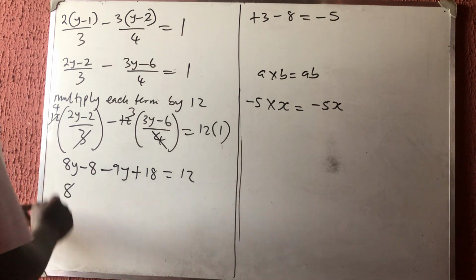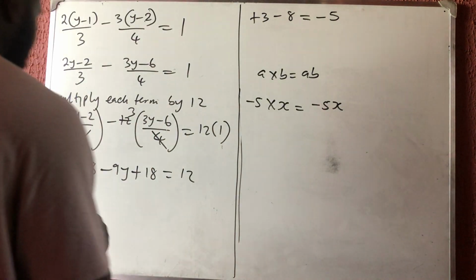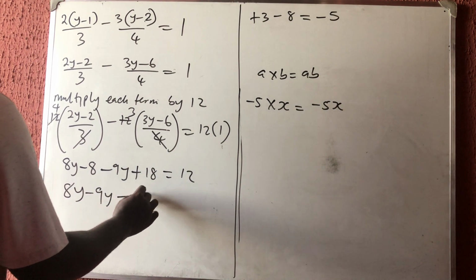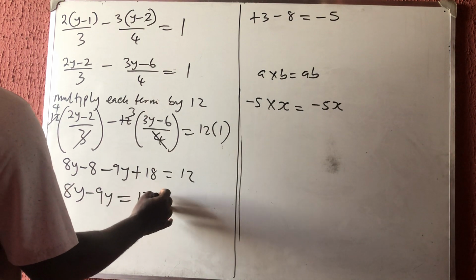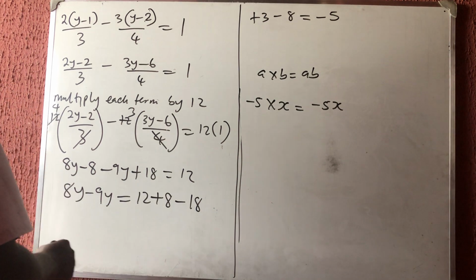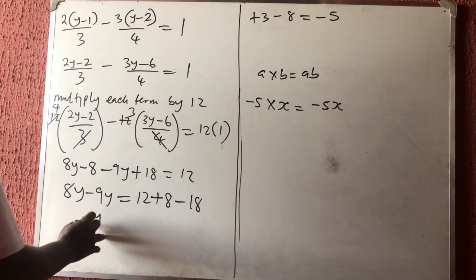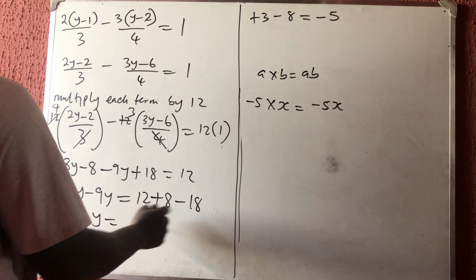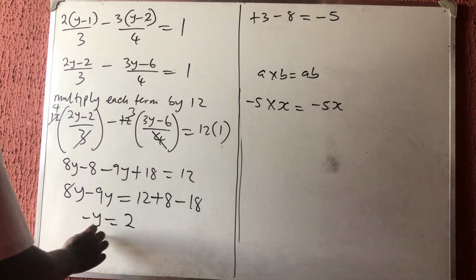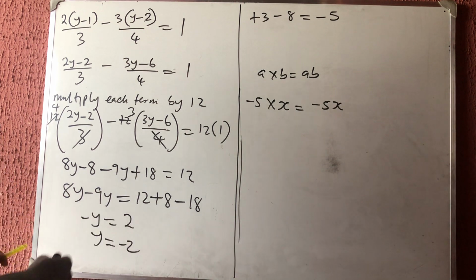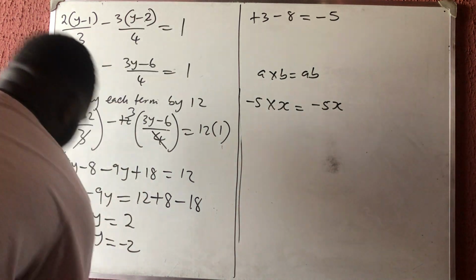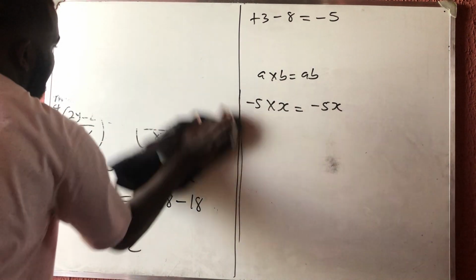So collect like terms now. I have 8y minus 9y is equal to what? 12. This one moving here, you have plus 8, while this one moving here, I have minus 18. So this and this give you minus y is equal to, 20 minus 18 will give you 2. So the minus will go here. Just simply give this person the minus. So my y will now be minus 2 as my result. Very, very simple. So I just saw one more question here before I close.